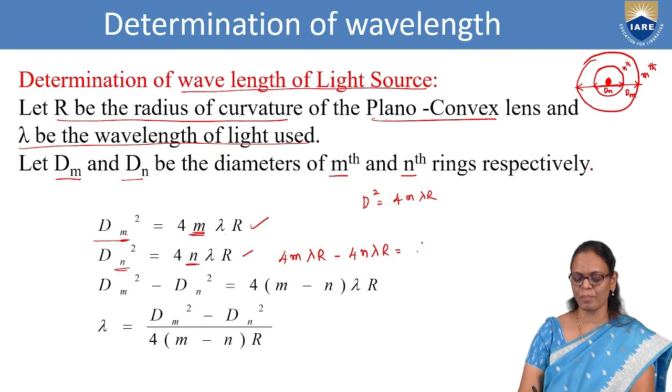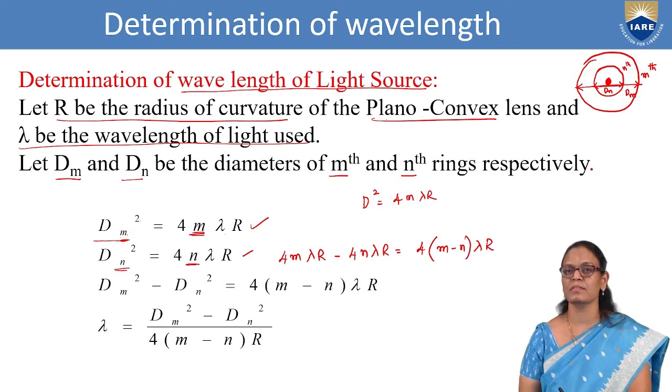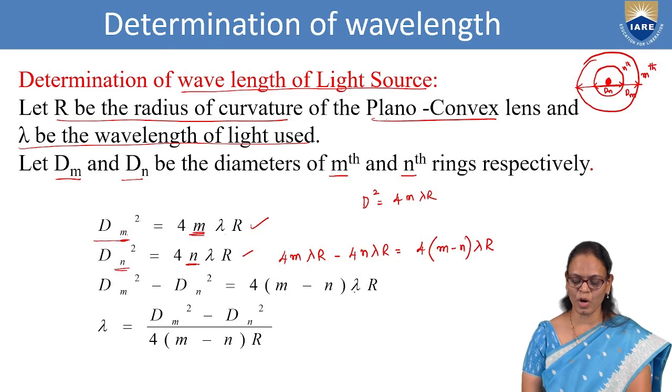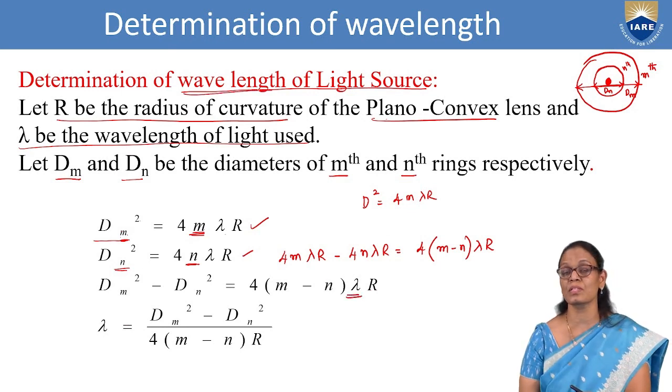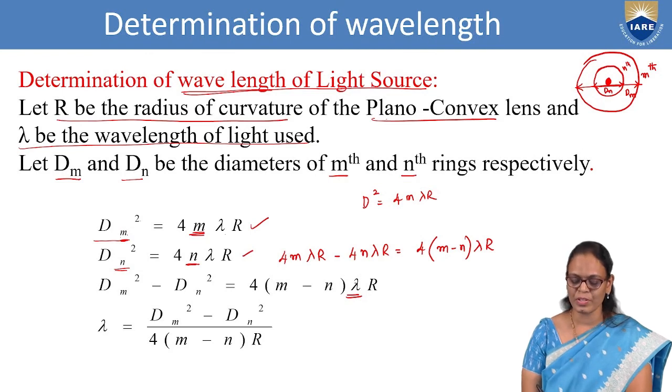Whatever is common, we are going to take: 4 is common and lambda R is also common. So we are putting it like this: 4 into (m minus n) into lambda R. We want to find lambda, that is the wavelength of the light source. Whatever light source we are using, what is the wavelength of it? That is denoted by lambda. So if we want lambda, we will take 4 (m minus n) into R to the other side. So lambda is equal to Dm square minus Dn square upon 4 into (m minus n) into R.